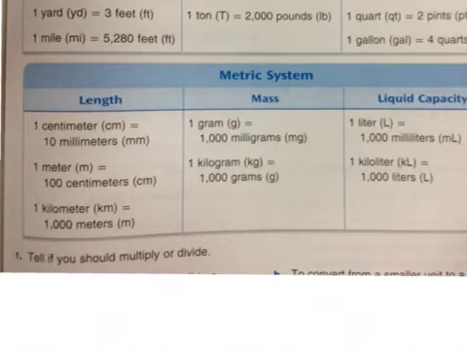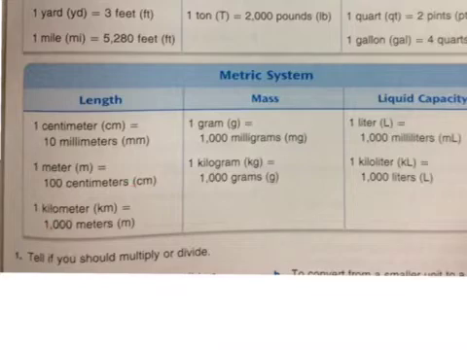Continuing on with length. In the metric system, 1 centimeter is 10 millimeters. That must mean that in a meter stick that has 100 centimeters, there must be 1,000 millimeters. Remember the word mil, like in Spanish, 1,000. 1 meter has 100 centimeters or 1,000 millimeters. 1 kilometer is 1,000 meters. 1,000 of these is one of these.